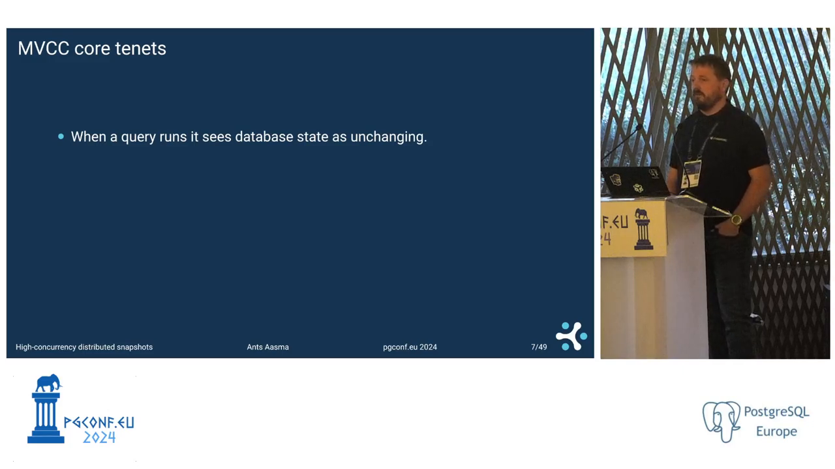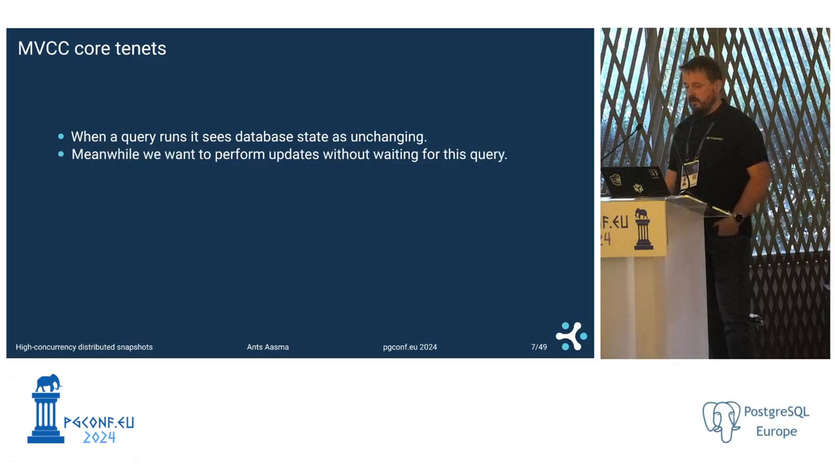The first important part is that when we are running a query, we don't want to see the database state changing, so that half of the query returns one result and another part returns a result after a change has been made. This would make constructing your queries very difficult. So we want to see a single picture for the whole query. But at the same time, we want to be performing updates to the database, because this query might be running for a long time. So to have any kind of scale, we need to be updating and reading at the same time.